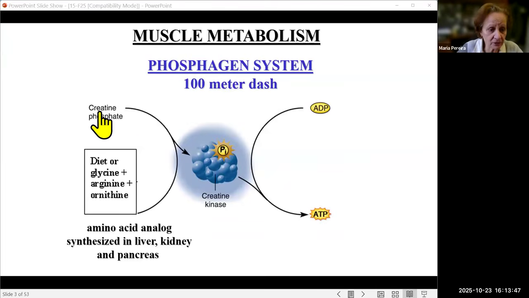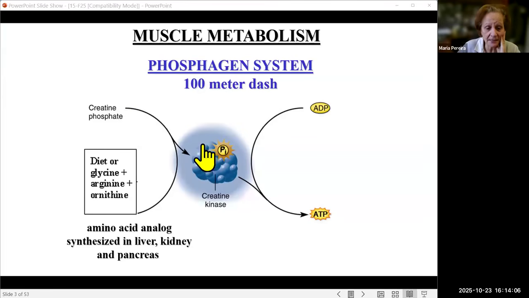Okay, so here you have the creatine phosphate. Creatine is an amino acid analog, but it's an amino acid that is not used to make proteins. It has a phosphate group, so creatine phosphate. That's why the name phosphagen system.